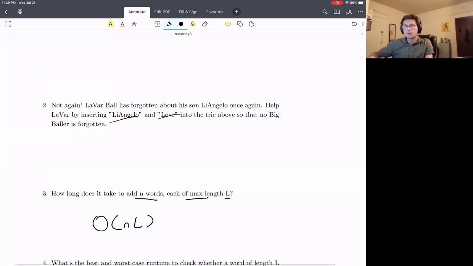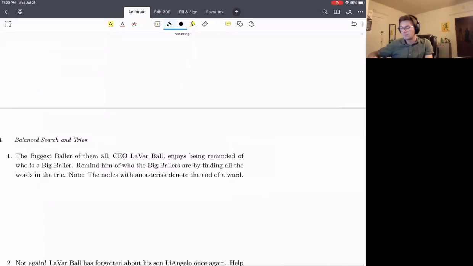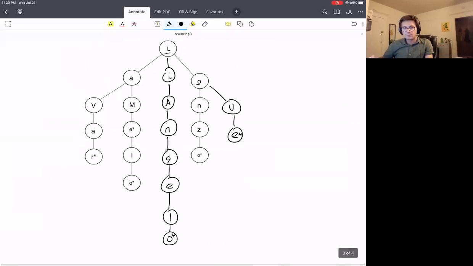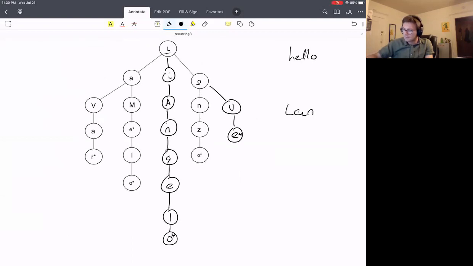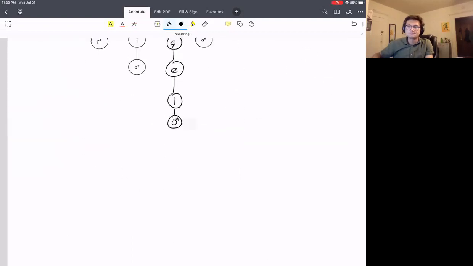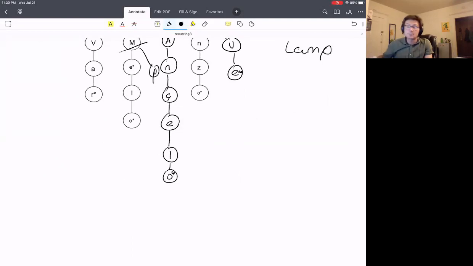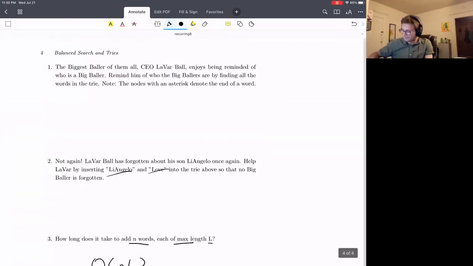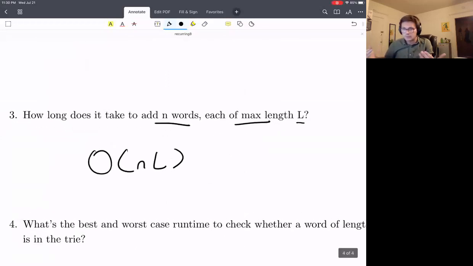Why? Because it takes O of L time to add each word, because notice, the most it could possibly take for us to add a word is just L time, right? If we try to add in a word, for example, like hello, we would have to add 5 new nodes in. And actually, even if we wanted to add a word like lamp, we would still have to traverse 3 nodes before we can add in an extra p node. So pretty much, it's always going to take a linear time proportional to the length of the word that we're adding in. Okay, and if we're adding n of them, each one takes L time, that's going to give us O of NL.